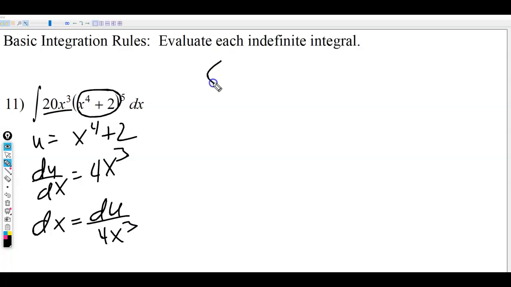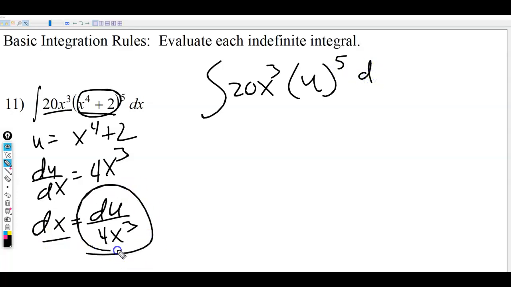And then we do our u sub. So we have 20x to the third. This piece here was our u, and the dx is going to be replaced with du over 4x cubed. And what should happen if we did our u sub correctly is the x cubed should go away. We are left with some extra numbers, but that's not a big deal.